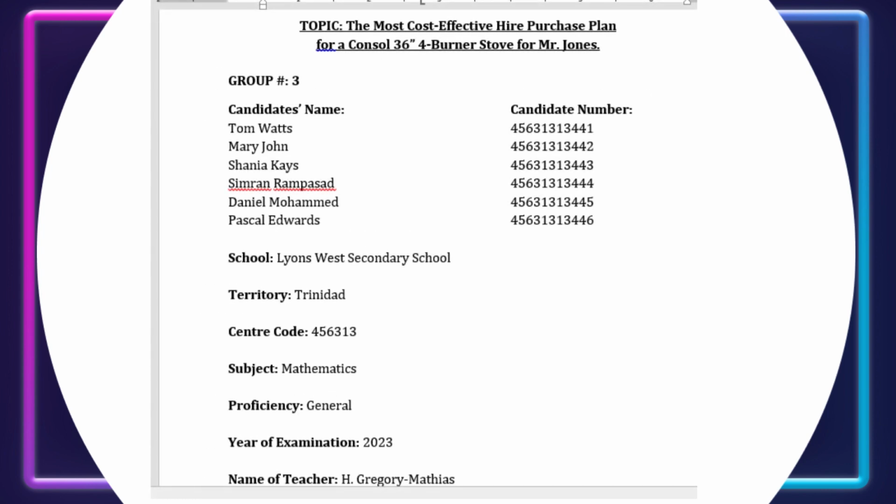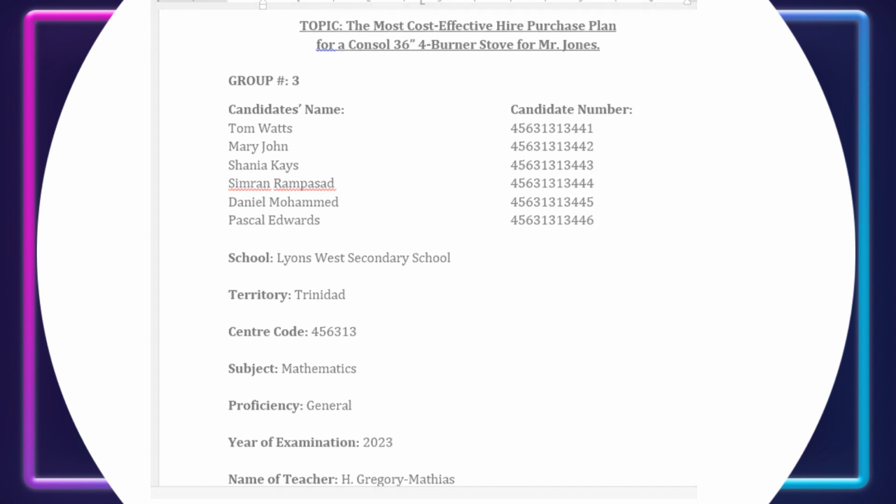Here is a sample of a completed cover page. Be sure to check all spelling and grammatical errors. Ensure your full name is there. Ensure your candidate number is correct.